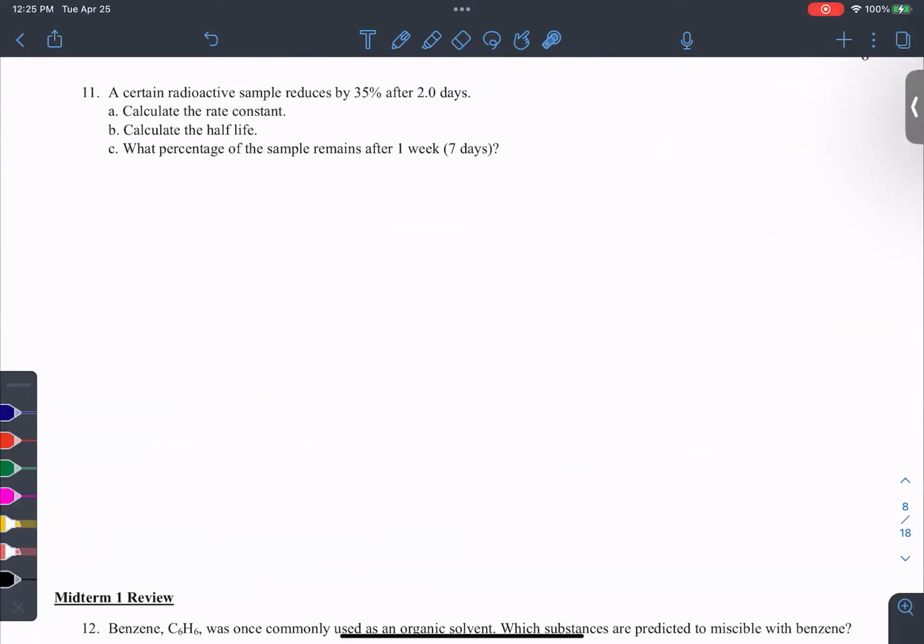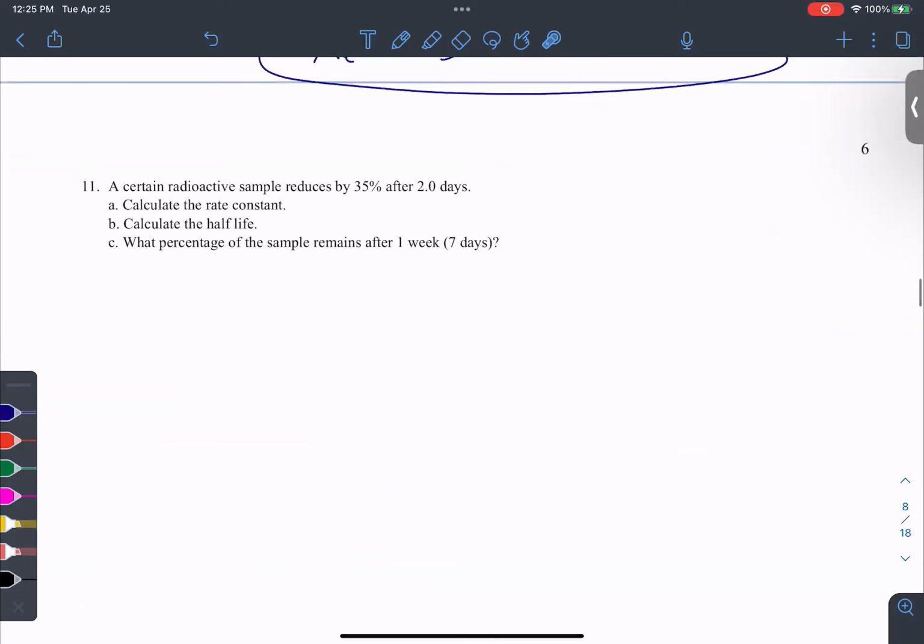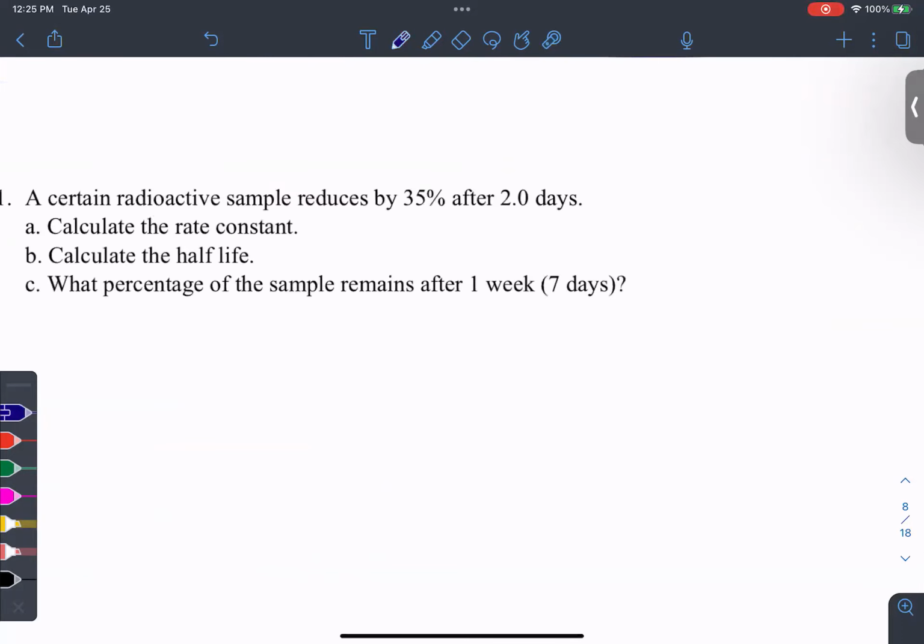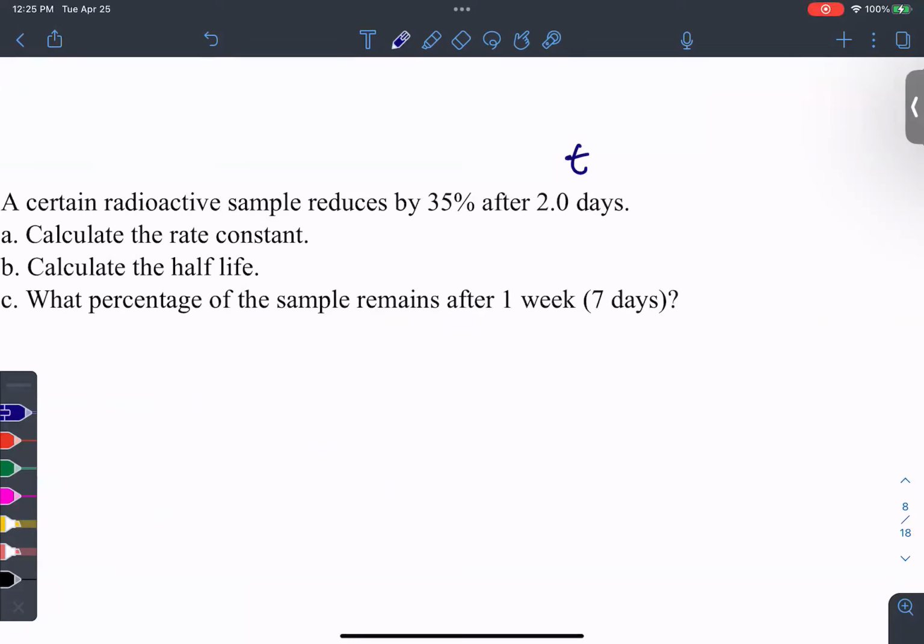All right, so a certain radioactive substance reduces by 35% after 2 days. Let's get the rate constant, the half-life, and the percentage of the sample left after 7 days. Okay, so first order, we just need to make sure we plug in the right numbers. So 2 days, that's t. Reduces by 35%. That implies I'm telling you a little bit about concentration after some time. If we start at 100%, how much do we have left after 2 days? Is it 35% we have left? No, it's 65%.